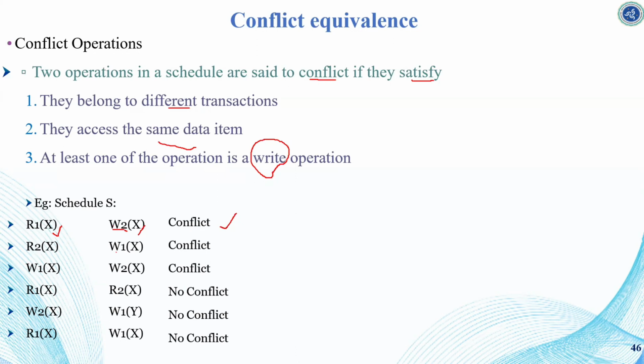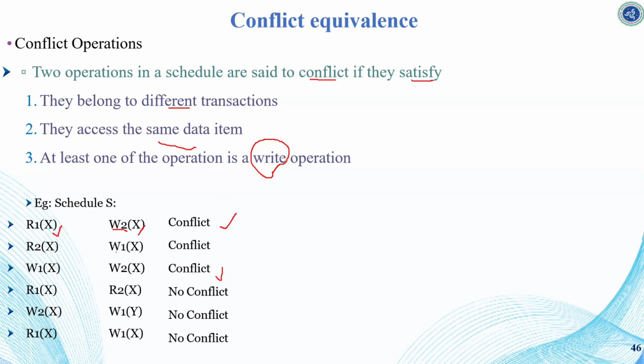Next, here T1 is taking a write operation and T2 is taking a write operation over that item X. Both are different transactions, they are accessing the same data item, and both are write operations. The condition says at least one operation should be a write, so here both are write operations. Obviously it satisfies all the conditions. Therefore, this can also be said to be a conflict operation.